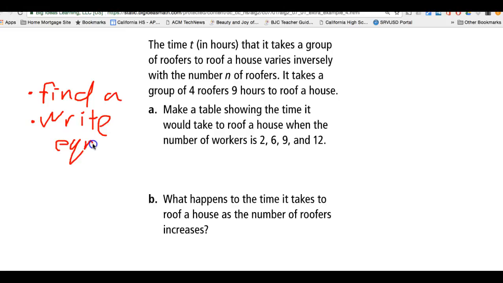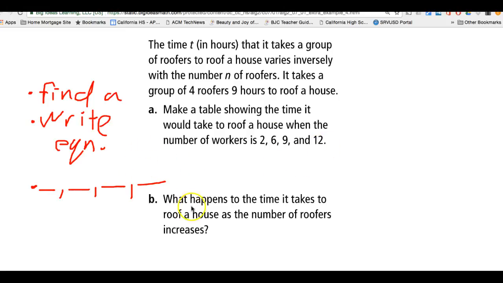Okay, so you're going to have an equation y equals something. And then I want you to make a table showing the time it would take to roof a house when the number of workers is 2, 6, 9, and 12. You don't have to make an actual table, but for the third part of your answer, I want to know what your 4 values are. So put them in order, separated by commas, like this. When the number of workers is 2, what is your time when n equals 2? For the second one, what is your time when n equals 6? For the third one, what is your time when n equals 9? And for the fourth, what is your time when n equals 12?